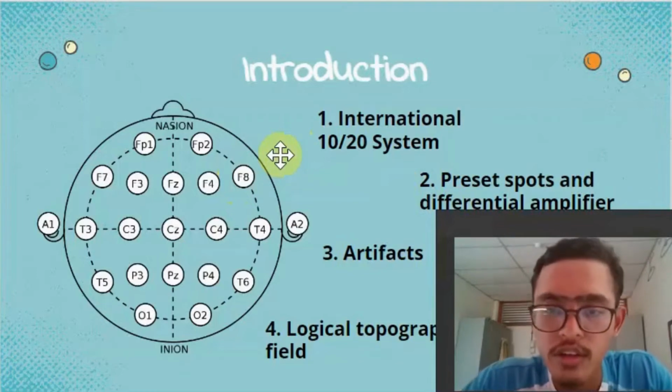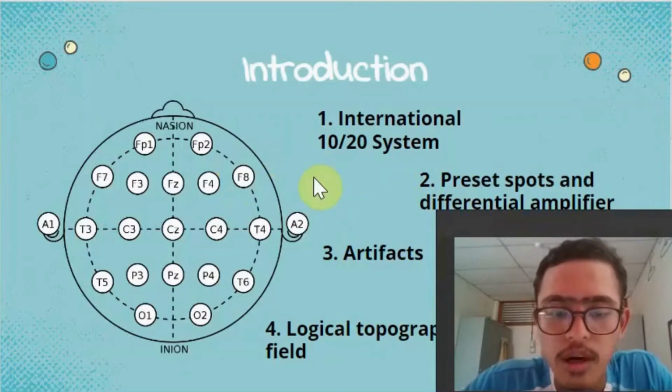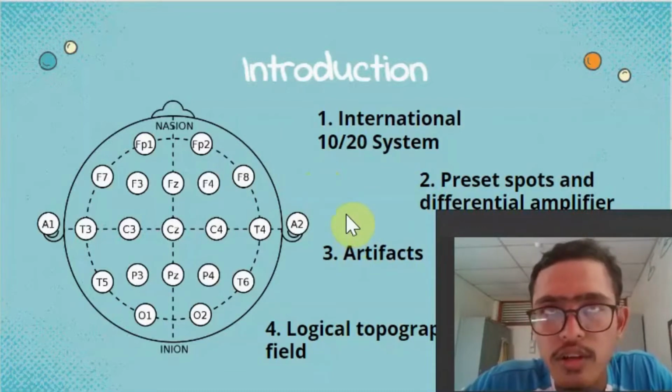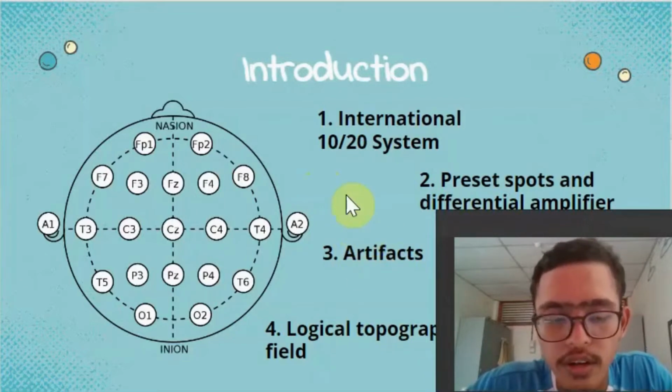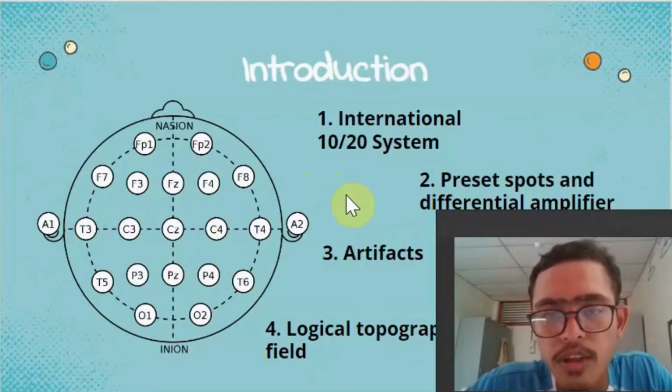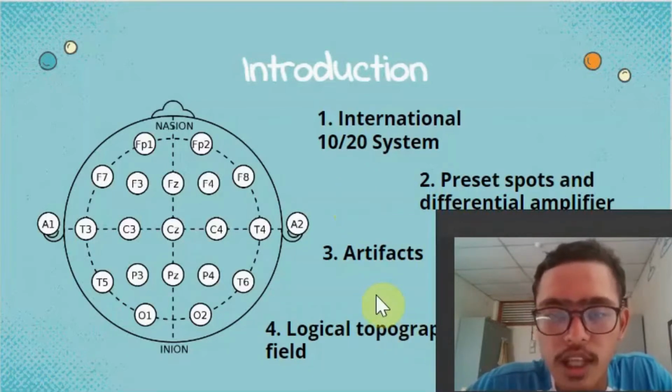The signals captured by the EEG can be mistaken as artifacts. Signals captured by EEG but not created by the brain, we call artifacts. Some artifacts can be mistaken for actual epileptiform abnormalities or seizures, so it is very critical to separate the artifacts from the brain wave. We can separate them by understanding the logical topographic field of distribution for the actual EEG abnormalities.